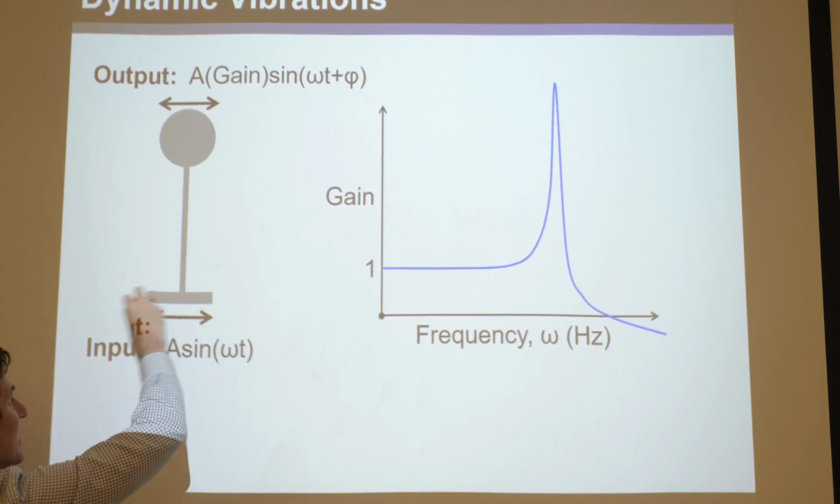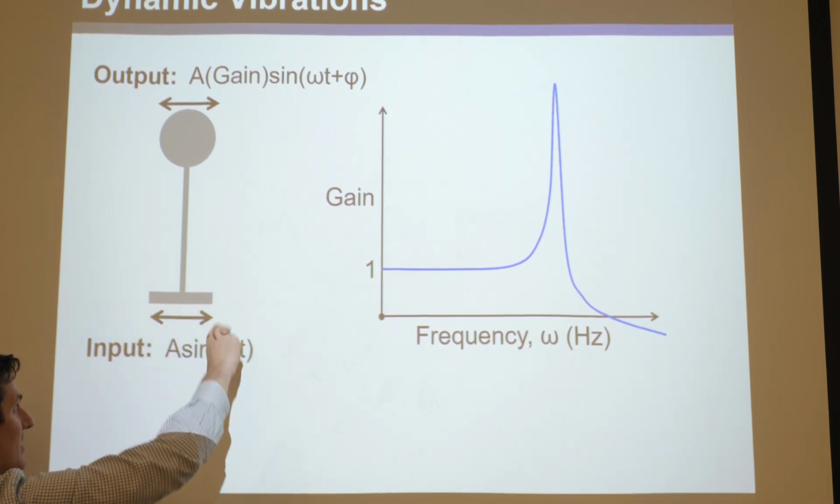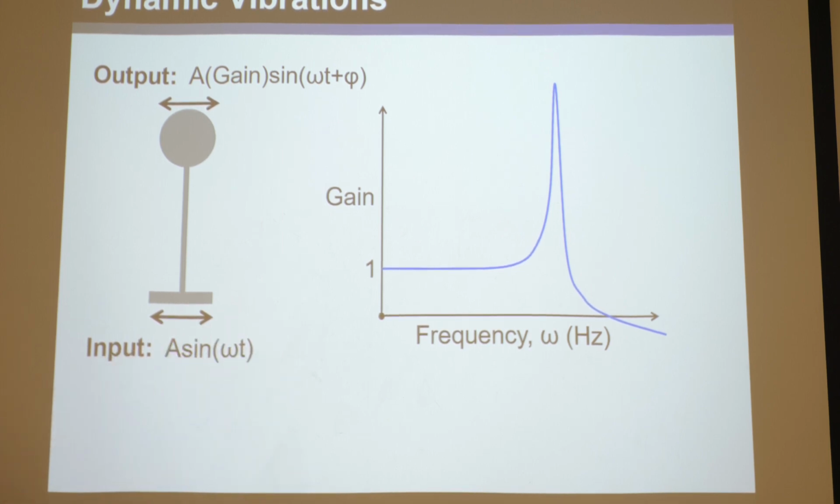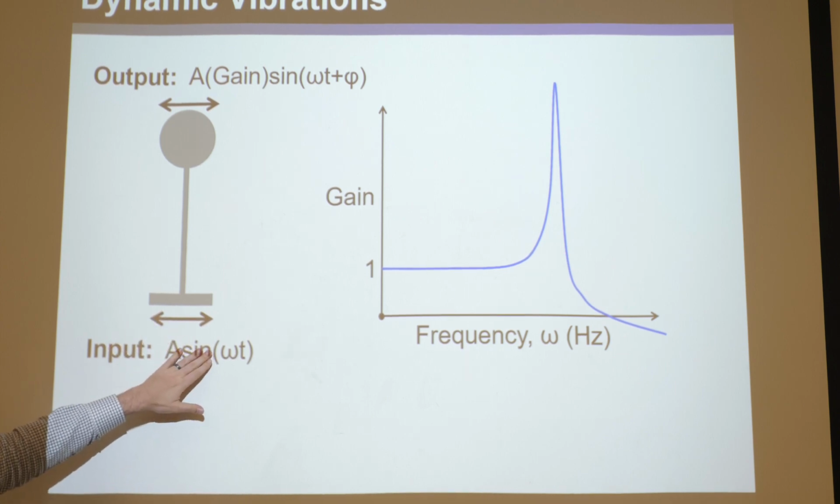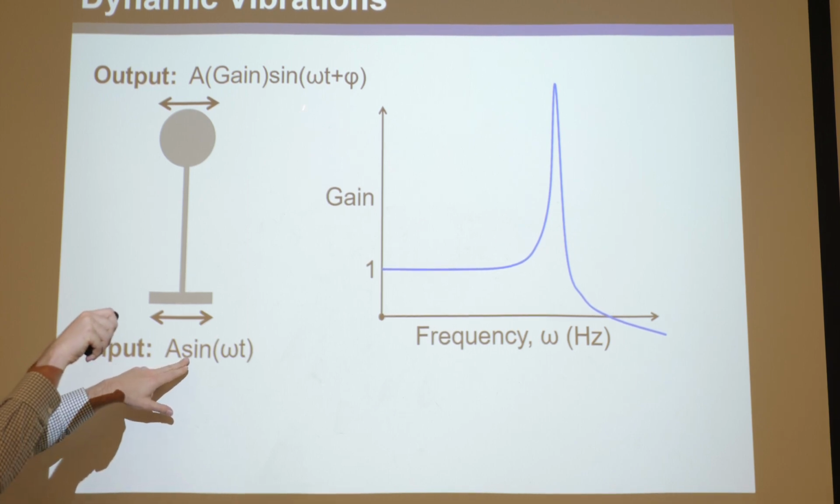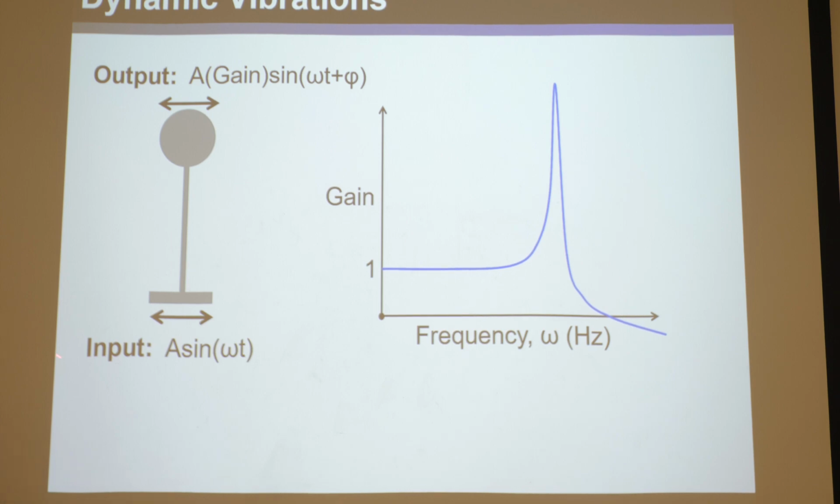And say I take this and I shake it with some input with a magnitude A, a sinusoidal thing, back and forth cyclic, with a frequency of omega with time t, right? So I give it some sinusoidal input displacement. Well, what's going to happen if I plot the gain? First of all, the output of this will be the same amplitude times some gain, times the same sine, times the same frequency, times t plus some phase. Okay, so it's basically the same as the input, but we now add a gain to change the amplitude and some phase parameter to get it out of phase.